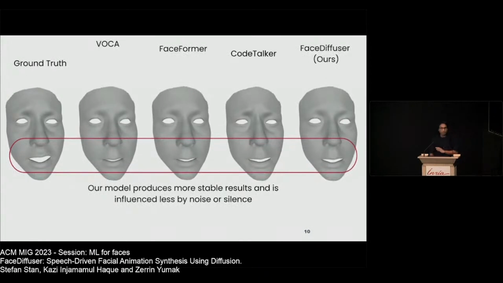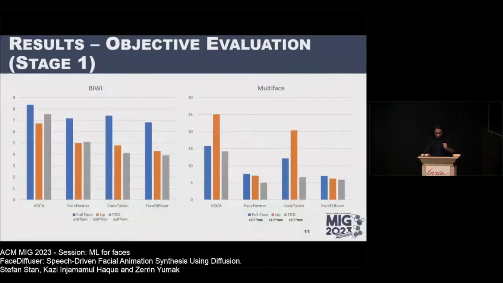Okay. There will be more results in the qualitative analysis, but let's talk about the numbers. So objectively, we evaluated our model. Here the graphs show the BB dataset on your left and multi-face on your right. For objective analysis, we used the metrics full face vertex error, lip vertex error, and FDD, which is upper face deviation dynamics. For all these values, we want them to be as low as possible.